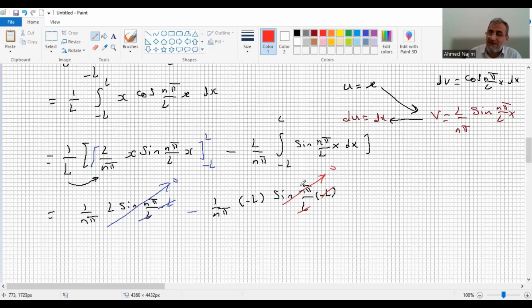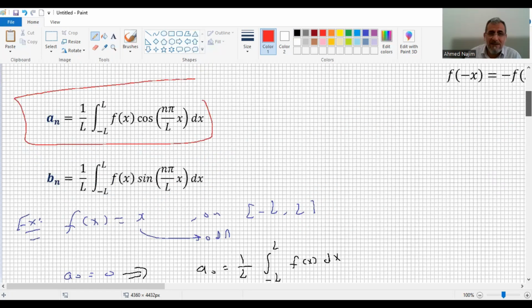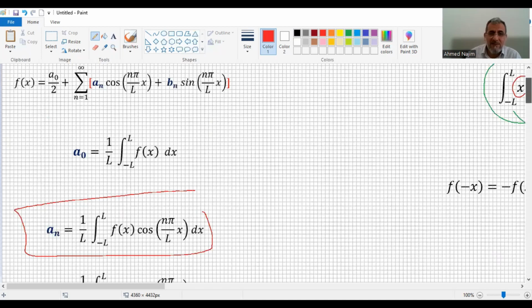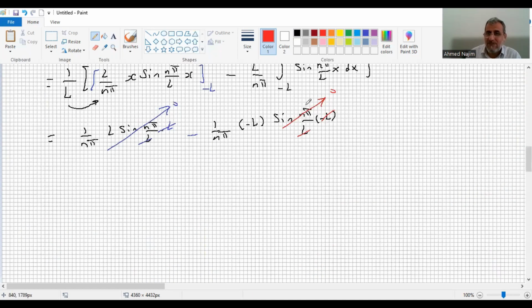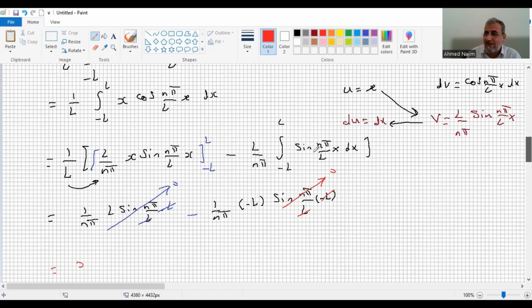Don't forget, n is from 1 to infinity. Here you see the integral, and what is n? n is 1, 2, 3, 4, 5. So when I said for any n, I mean from 1 to infinity, whether even or odd, a positive integer, so it will be 0. Sine 1π is 0, sine 2π is 0, sine 3π is 0, and so on. So this one equals what now? Equal to 0. Then we have here minus the integral of sine.